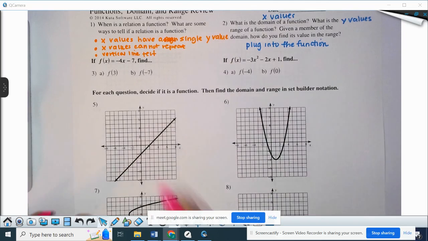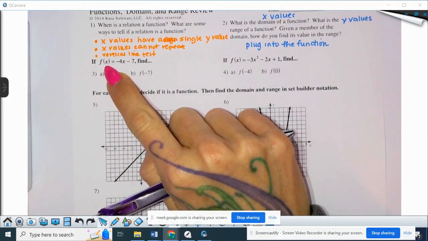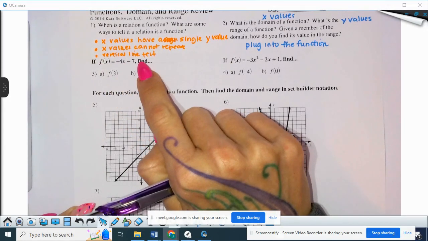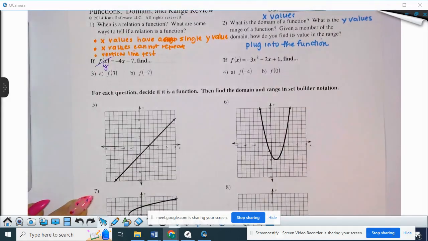And so f of x is also the equivalent of y. It's the exact same thing as saying y equals negative 4x minus 7. So sometimes I tell people, if it freaks you out, just cross it out and put a y there.